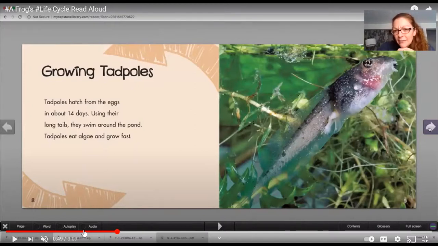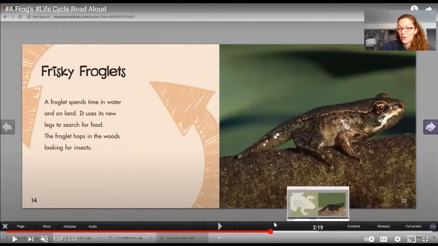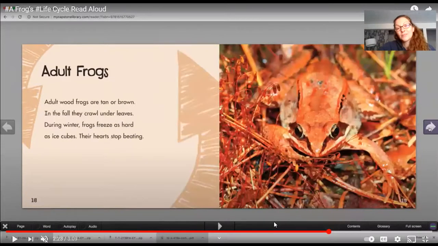Yeah, it does. How does it look different? What's different about it? The tail is a big one, right? No legs. Yeah, they breathe through the water. They don't breathe air yet. Nice job. So we have eggs, we have tadpole, then we have our froglet. And then after the froglet, we have our adult.